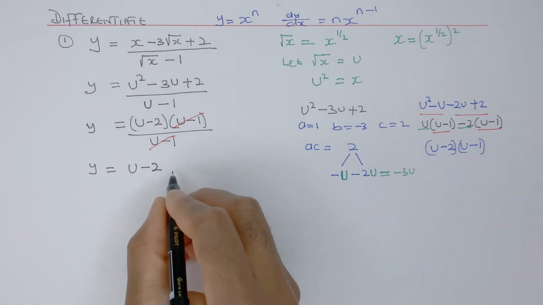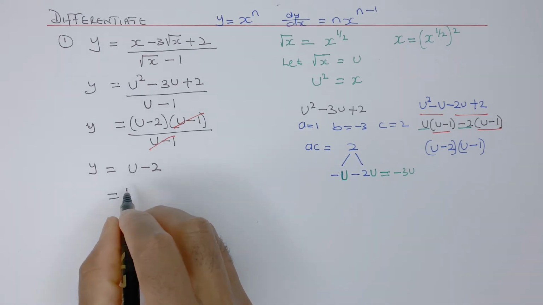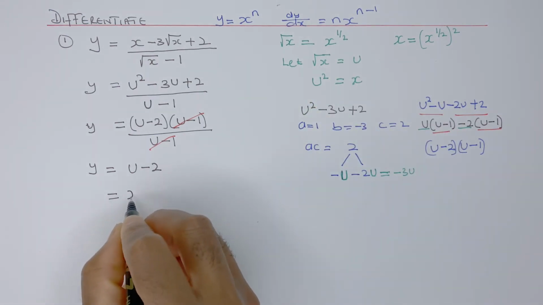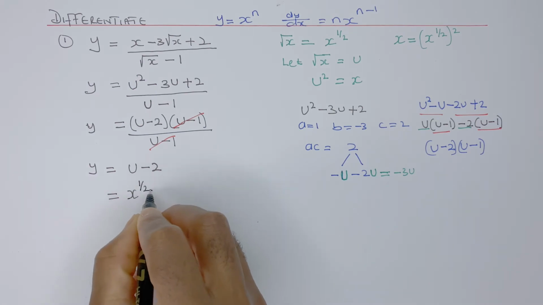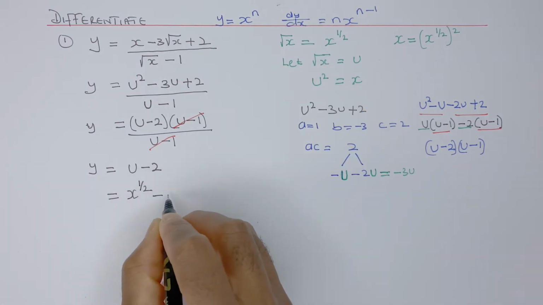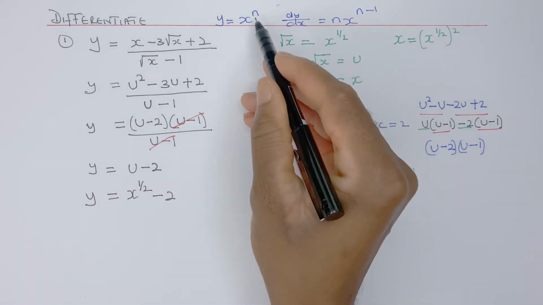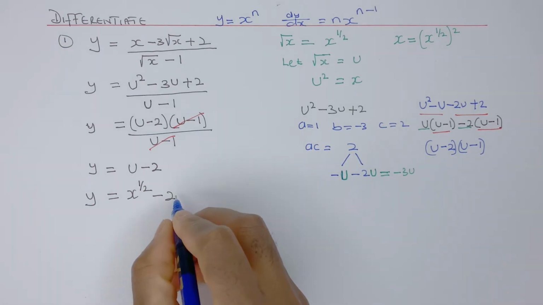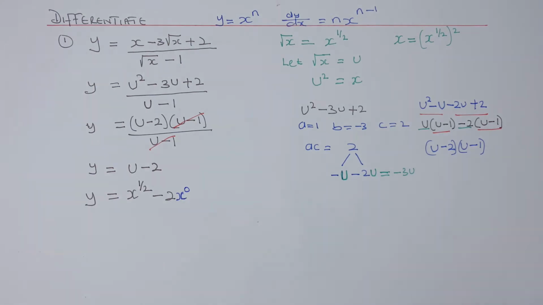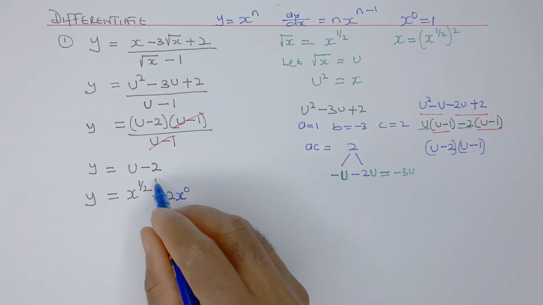And then I can replace the u with root of x. Root of x is x to the power half. So that's x to the power a half, because we have to leave it in that format to differentiate it, minus 2. So that's y. Now to find dy/dx, n is a half, and the 2 here has a variable x to the power of 0. x to the power of 0 equals 1. So you can see 1 times 2 is 2.